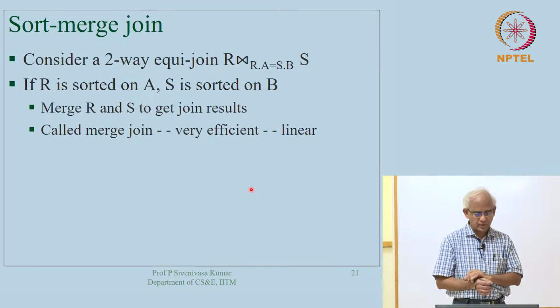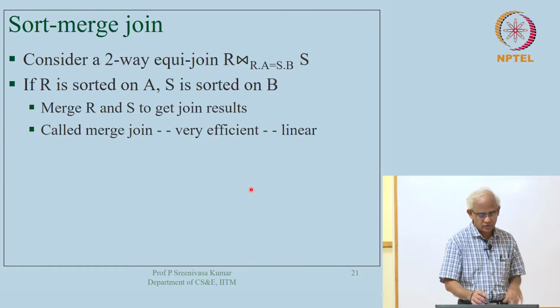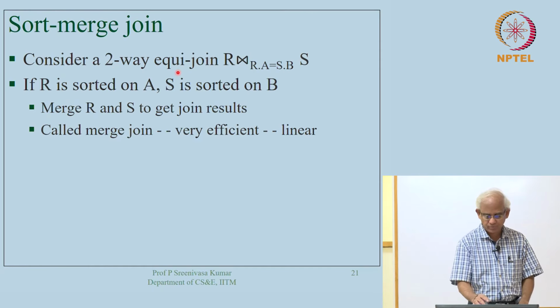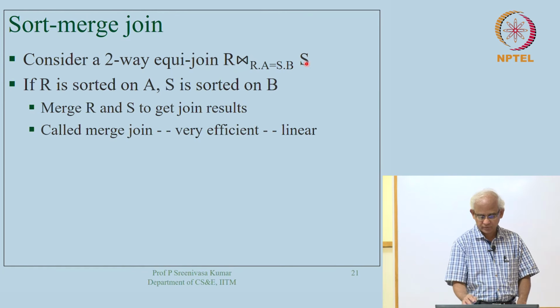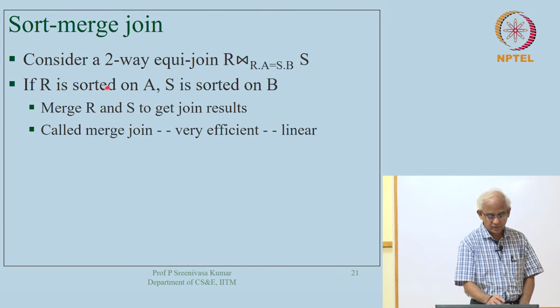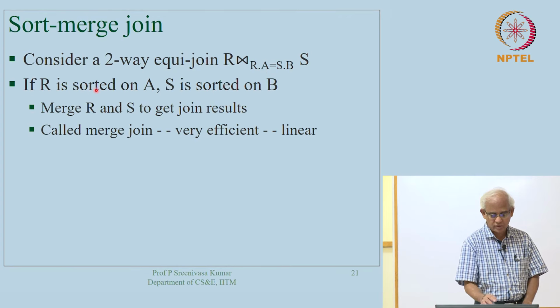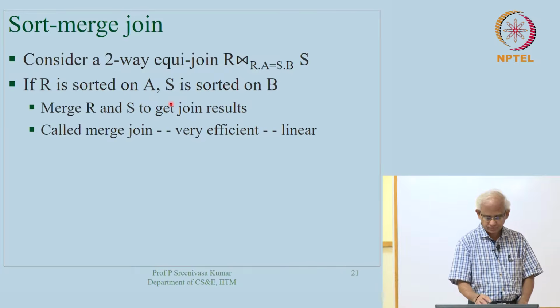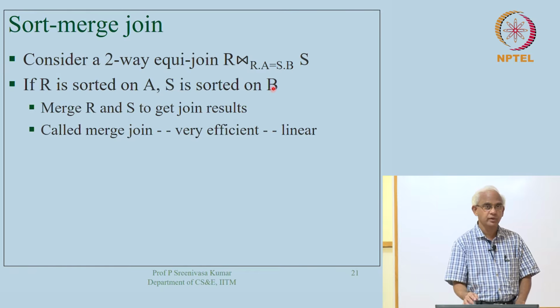So, this is applicable in some selected cases. So, let us see what that is. Let us again consider a two-way join, R join S on R.A equals S.B, and let us say R is sorted on A and S is sorted on B.